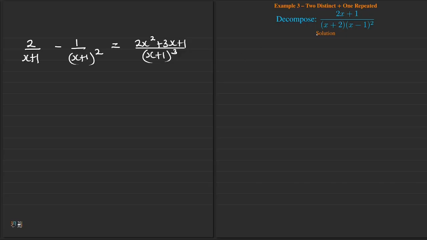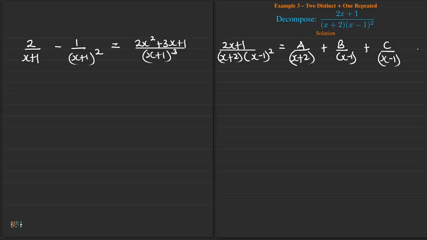We know if you are to write our decomposition formula, we have a 2x plus 1 all over an (x plus 2), and then an (x minus 1) all squared. Now that is equal to A over x plus 2. And then we have our B over, this is where we have the repeated factor. So B takes one of the repeated factor, then C also takes the repeated factor to the power 2.